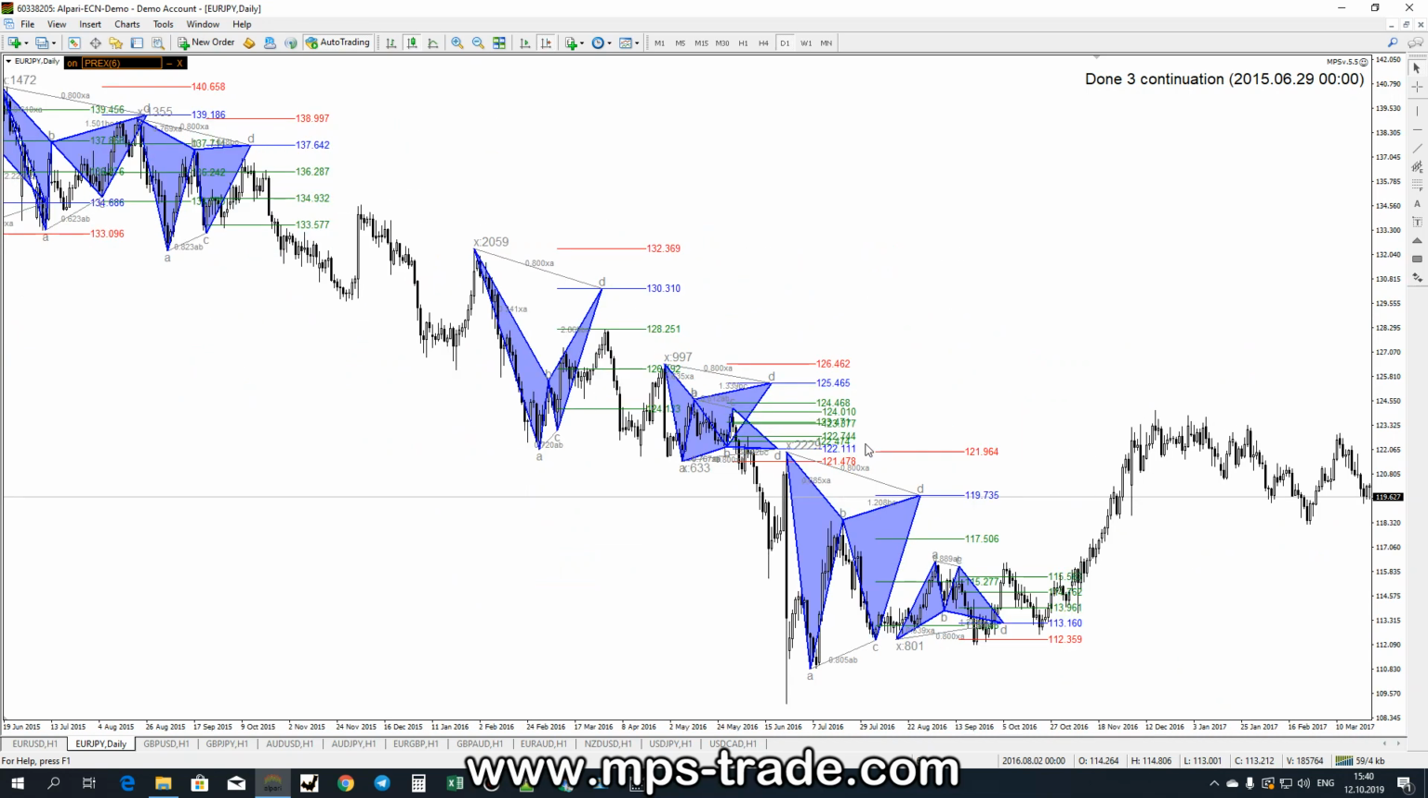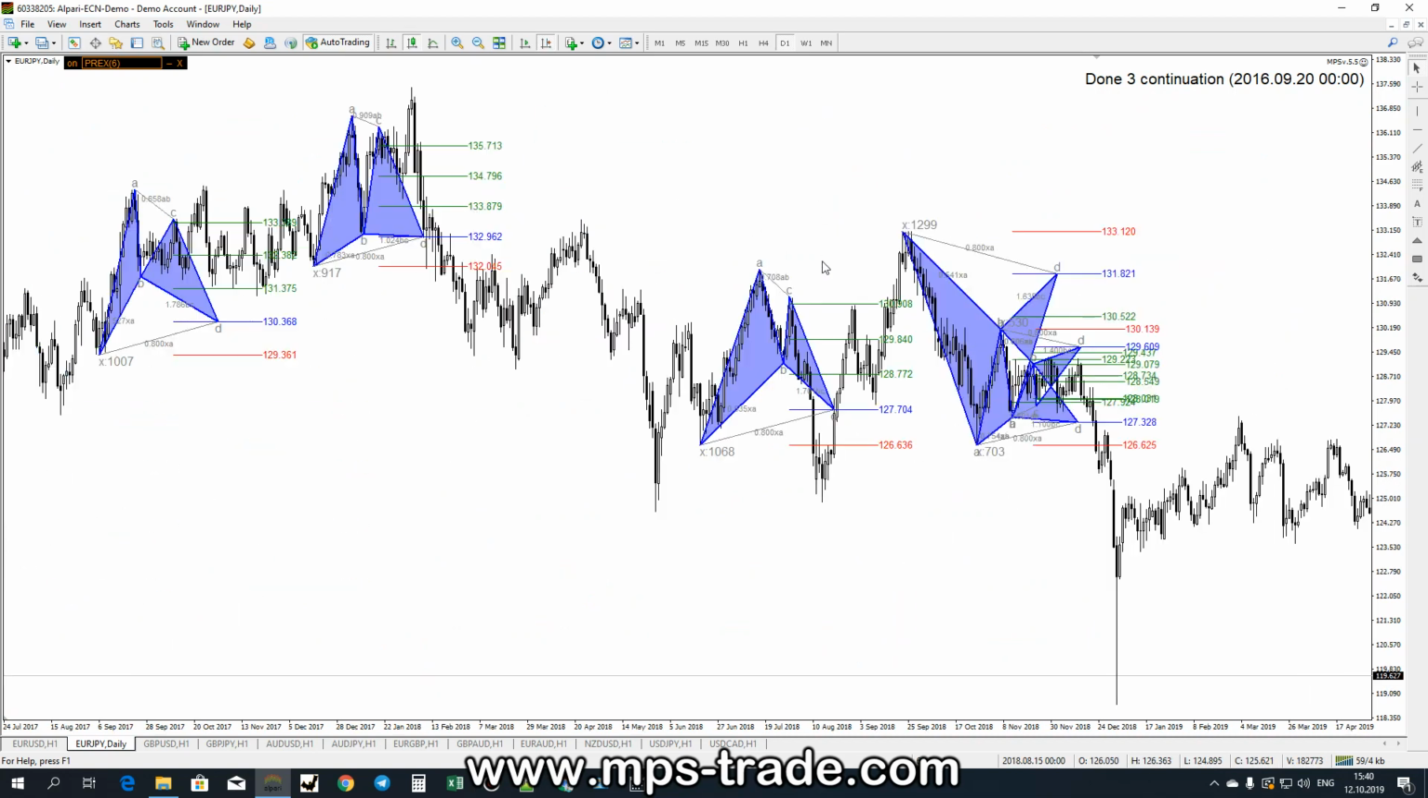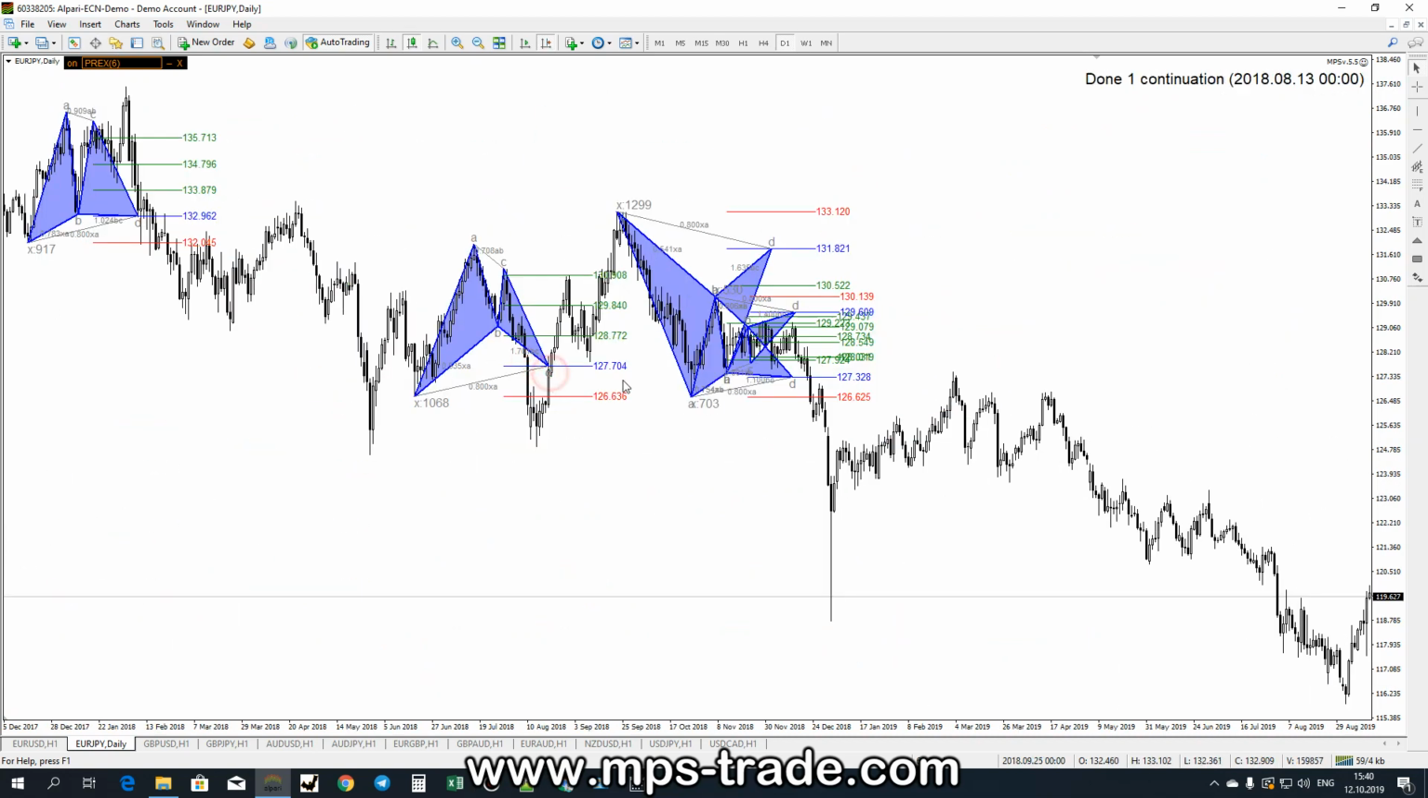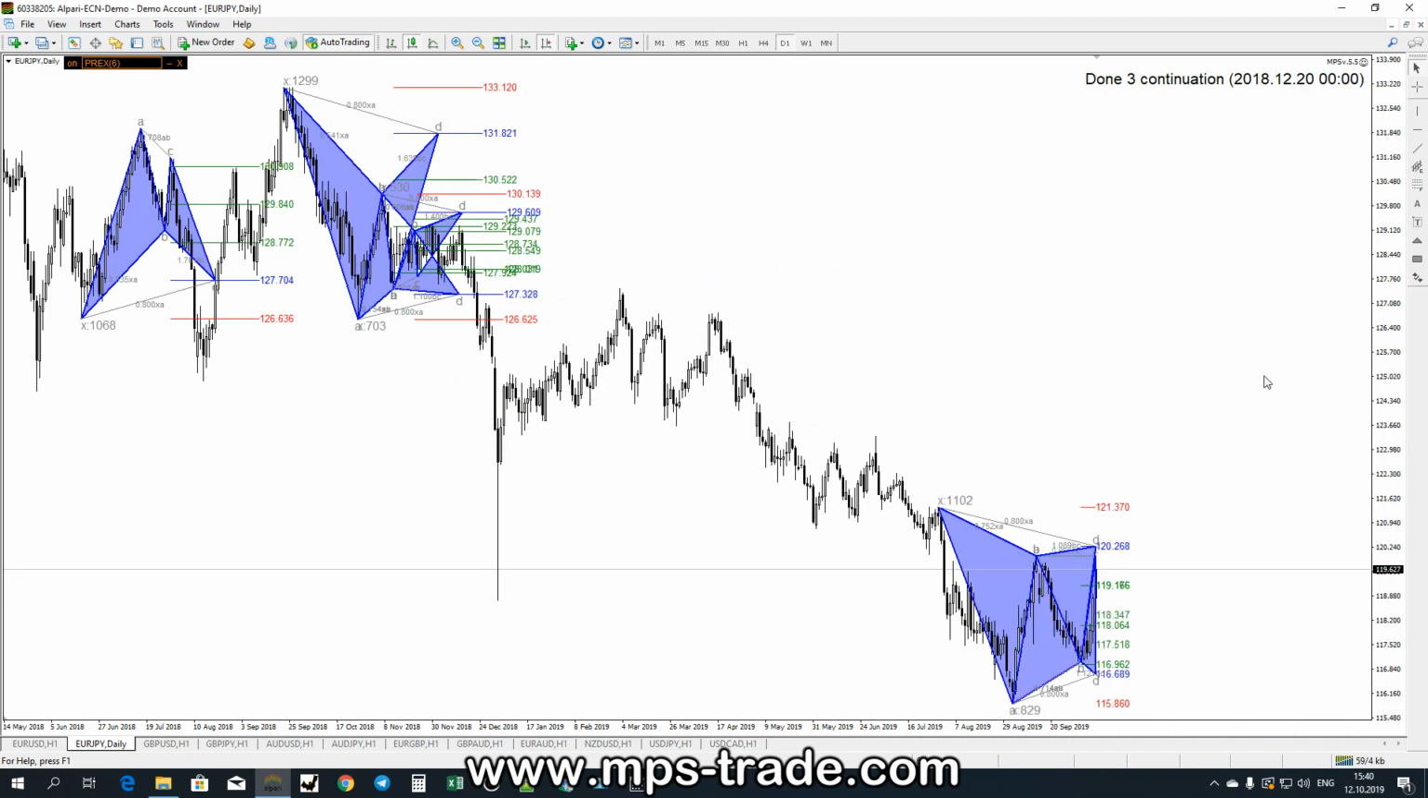Okay, never completed. This goes to 3 stop losses, 3 stop losses. And this one is... okay. That's it, backtest is done. Now let's go to our file.